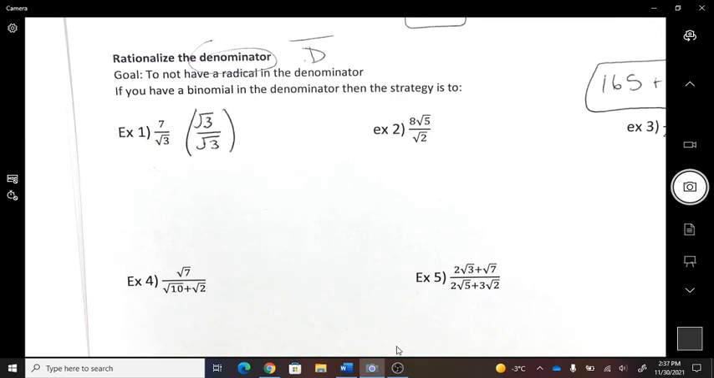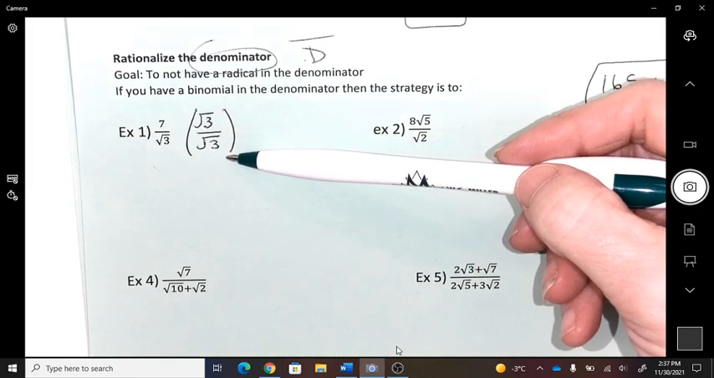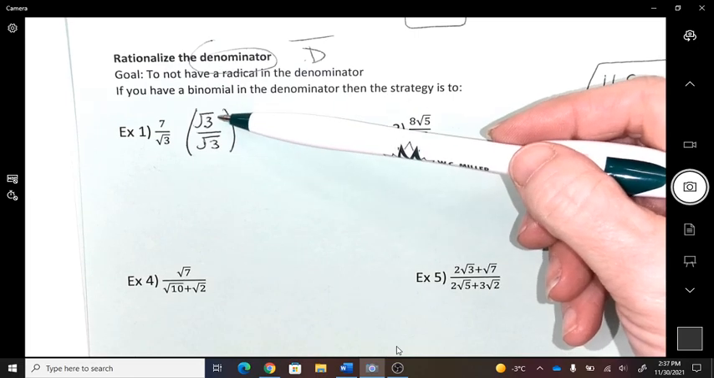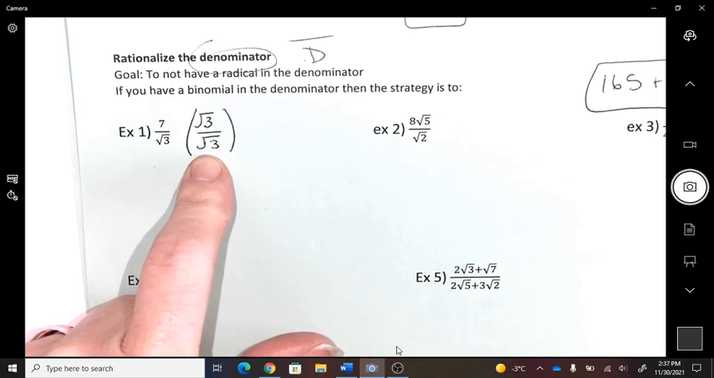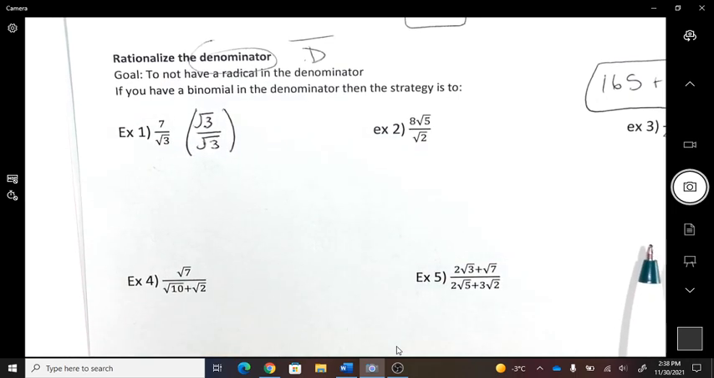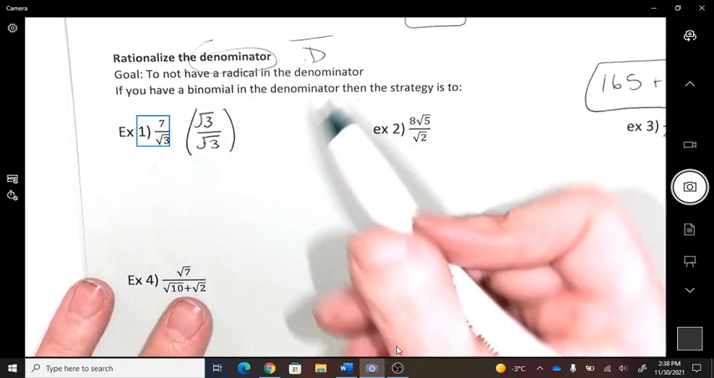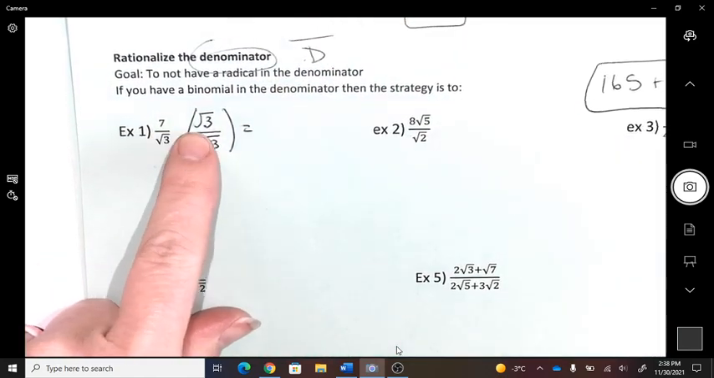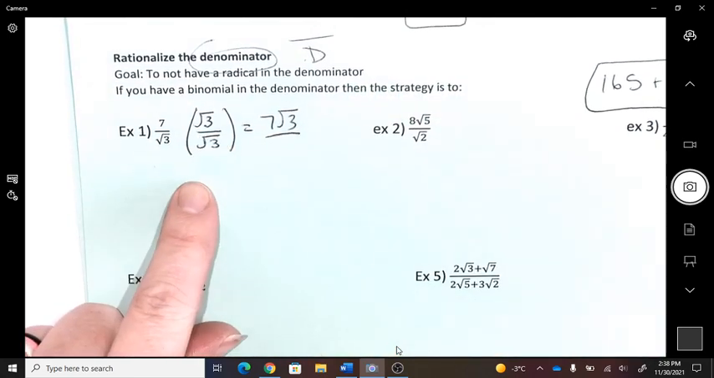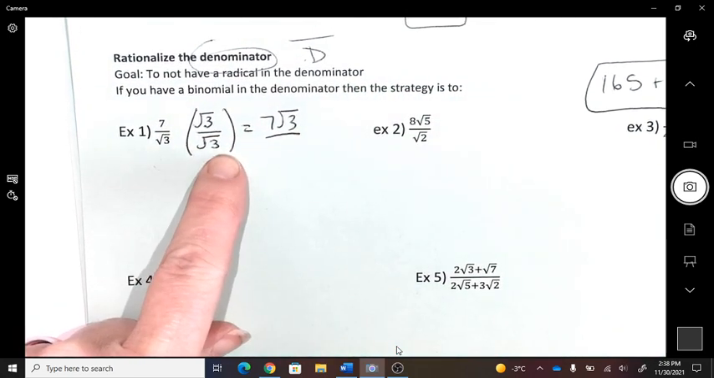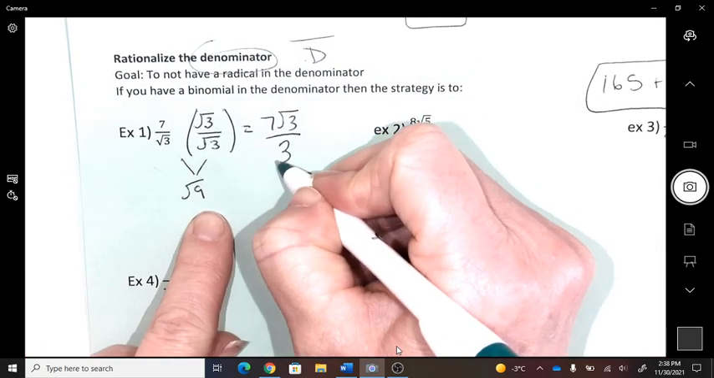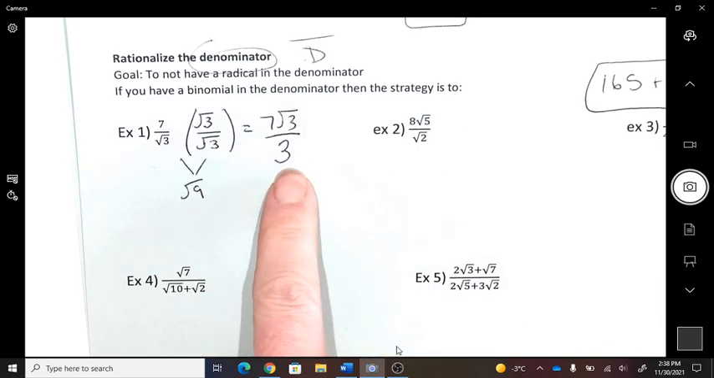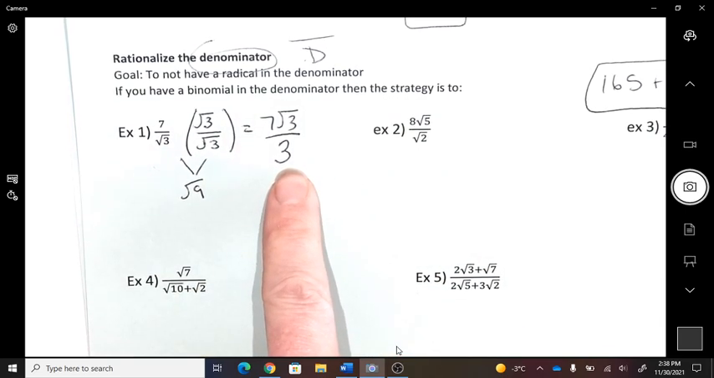Okay, here's the idea. What did I essentially times this by? Root 3. What is this, the number? 1. If I times something by 1, do I change the value of it? No. So I'm not changing the value of anything because I'm timesing by a 1. Okay, what is the top? 7 root 3. What do you get when you do a root 3 times a root 3? You get root 9, which is a whole number 3. And look at my answer. I have a number without a radical in the bottom.